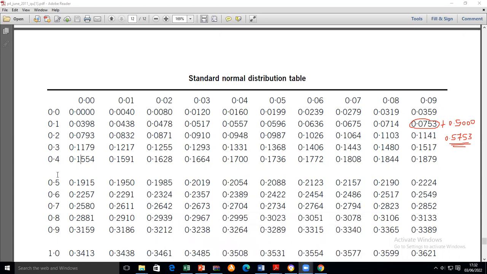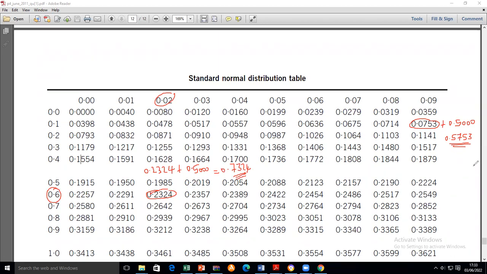So the D1 is 0.62. You come here, normal distribution table, you pick the 0.6, and there you pick the 2. So 0.62 is here. Now, because 0.62 is a plus, it's not a negative, with this number you add 0.5. So you say 0.2324. Add 0.5. And then you get your 0.7324.